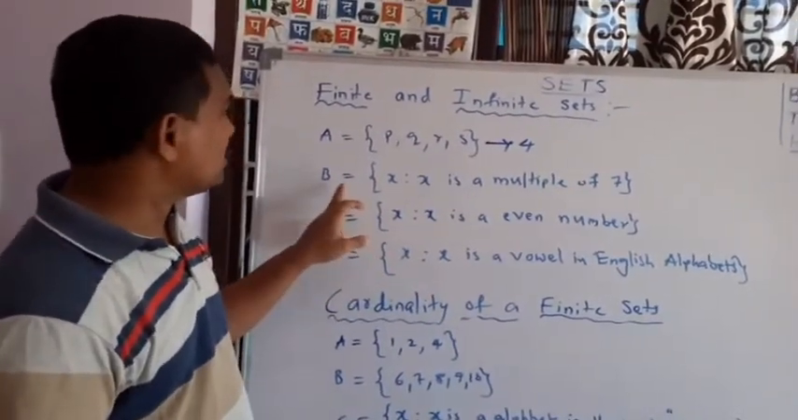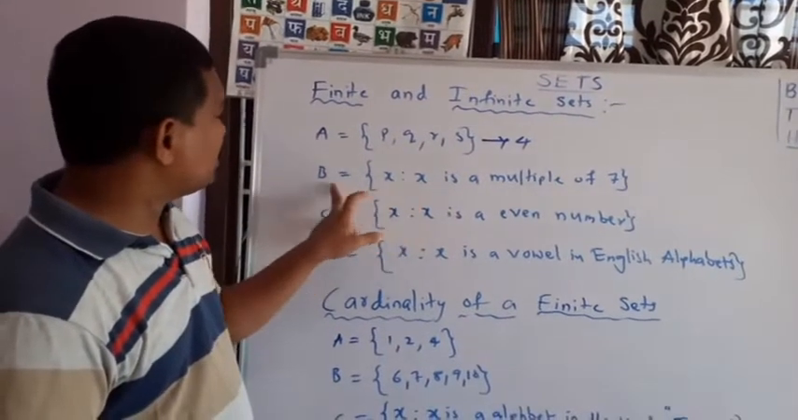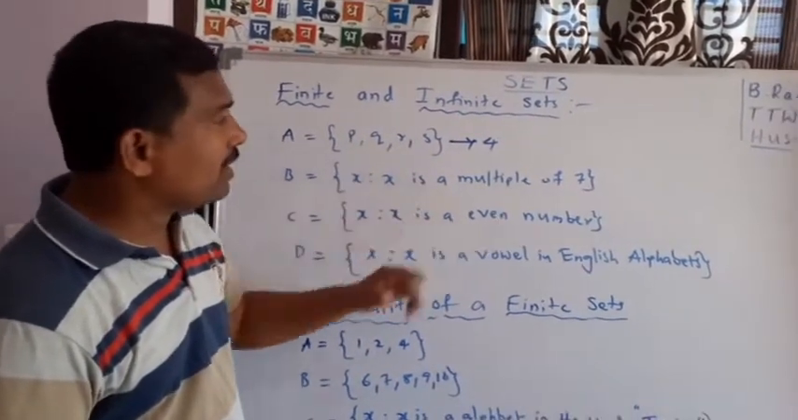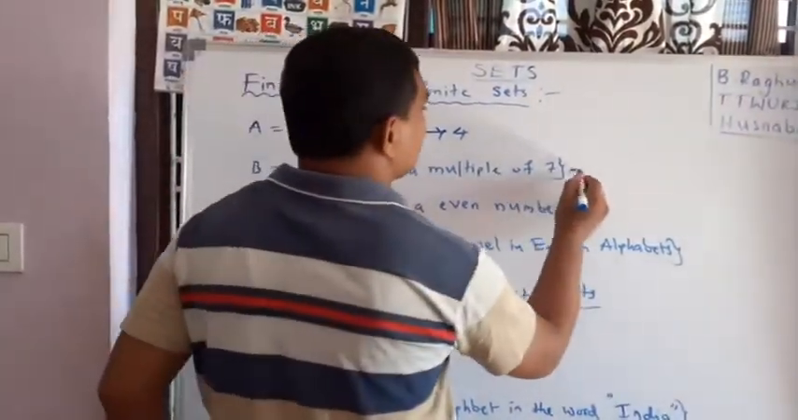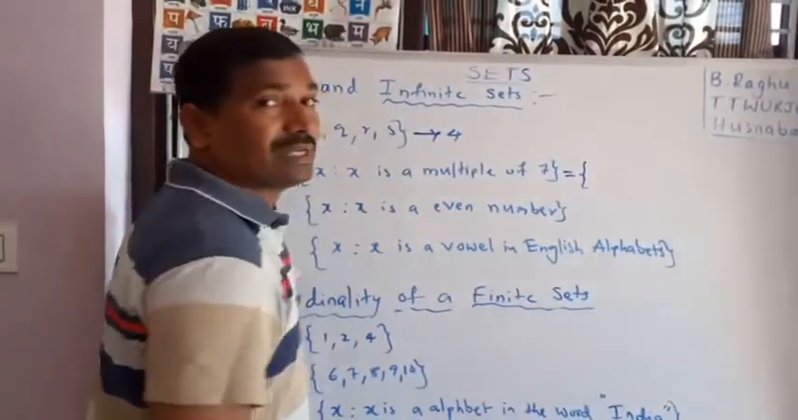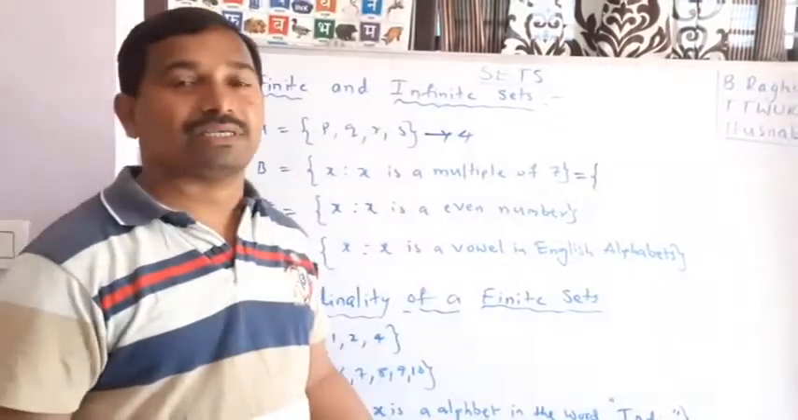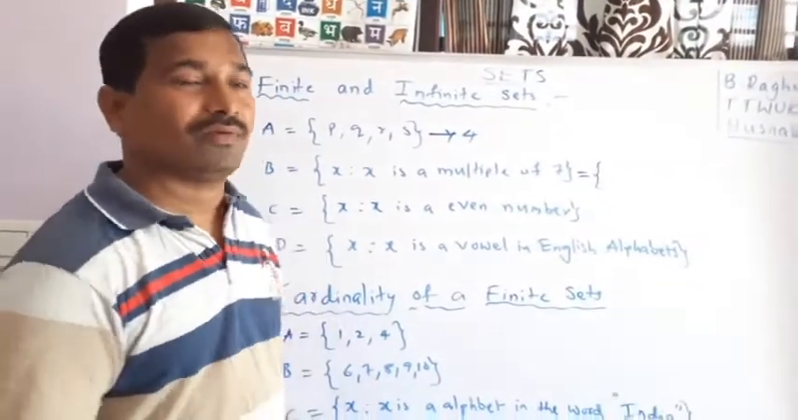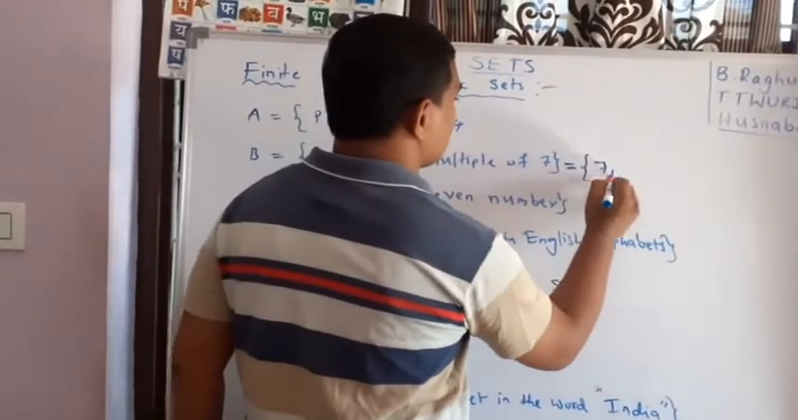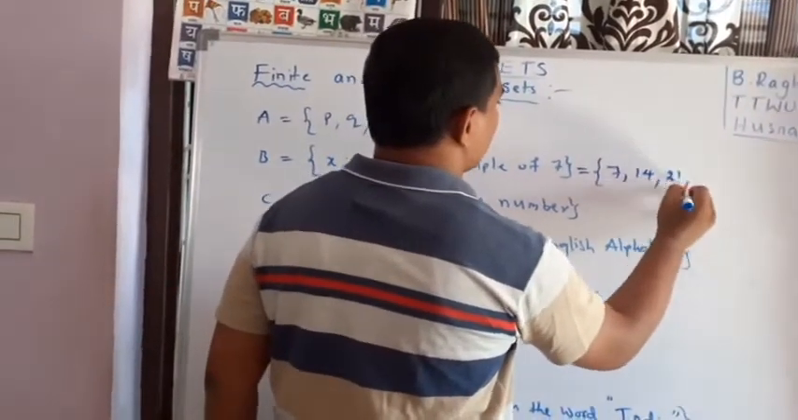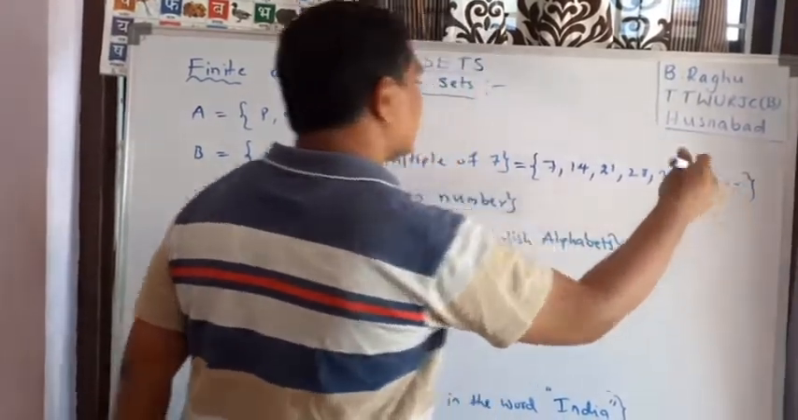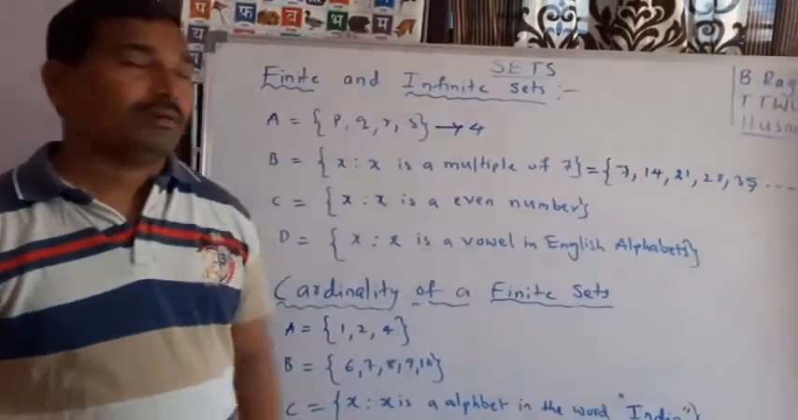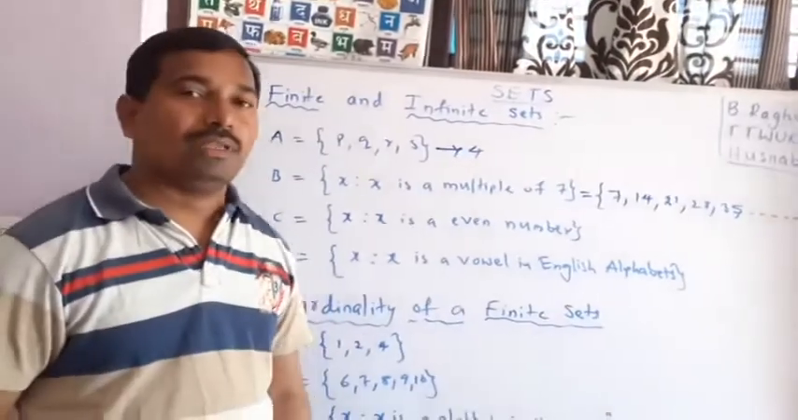So let us take this B. B is the set of X such that X is a multiple of 7. What are the multiples of 7? Tell me the multiples of 7. 7 ones are 7, 7 twos are 14, 7 threes are 21. So 7, 14, 21, 28, 35. If you want to write, you can write many more. Infinitely you can write.